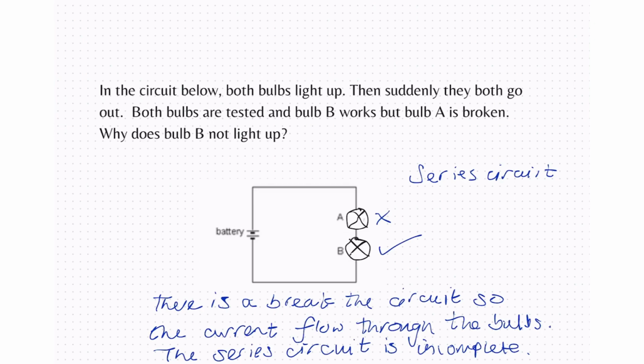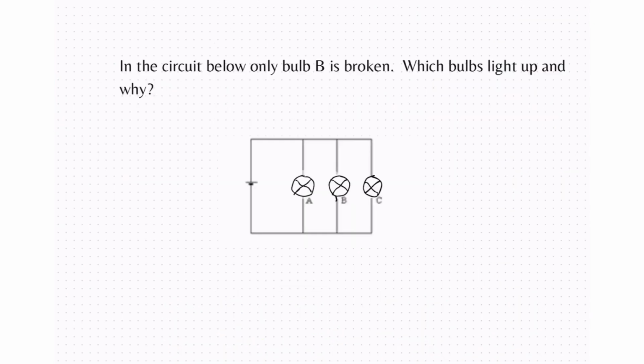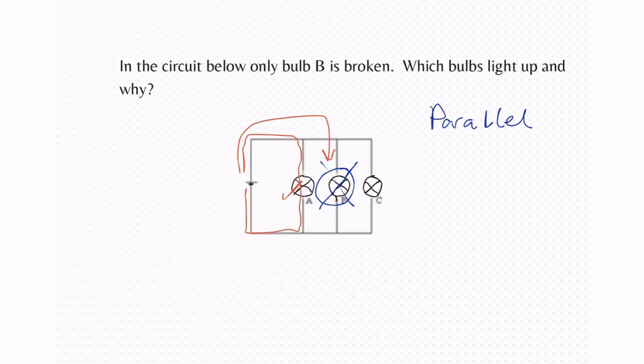Okay, right, and then the final question here. In the circuit below, only bulb B is broken. Which bulbs light up and why? So this one here is broken. Again, a test of your knowledge of circuits. Here we've got a parallel circuit, and what you need to do is check for the pathway of electricity. So can we flow through this one? Yes, we can. So A will light up. We already know that B is broken, so it can't flow through there. However, there's a separate pathway for C as well, and we can complete it.